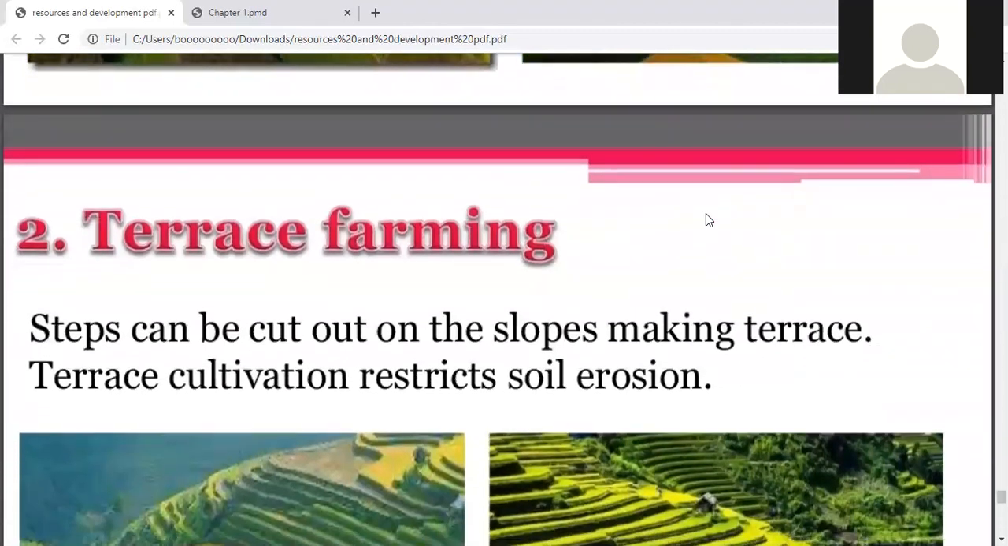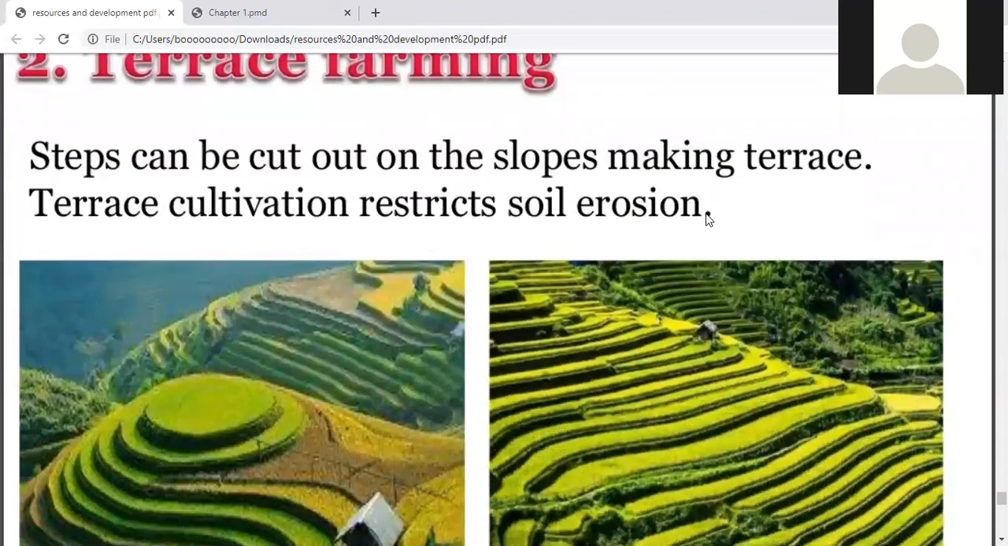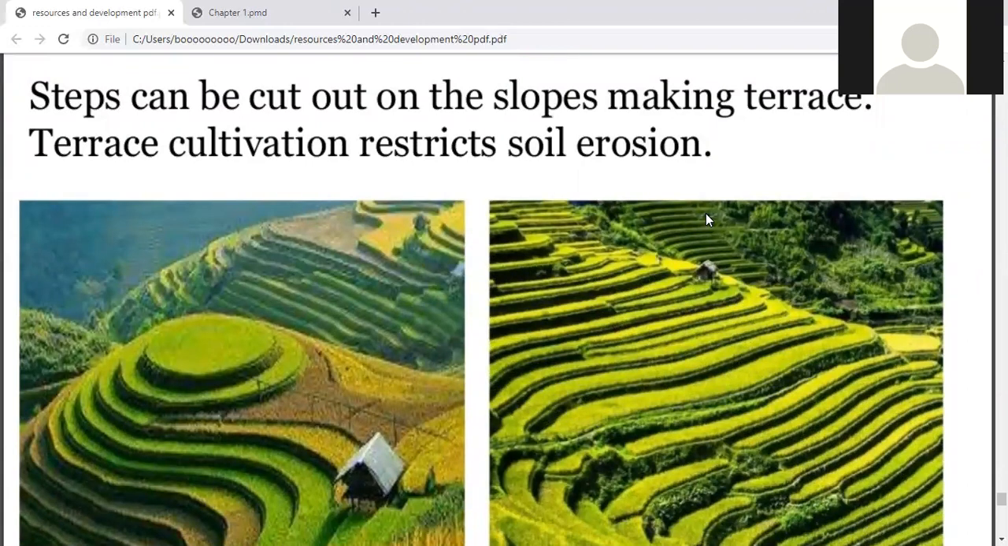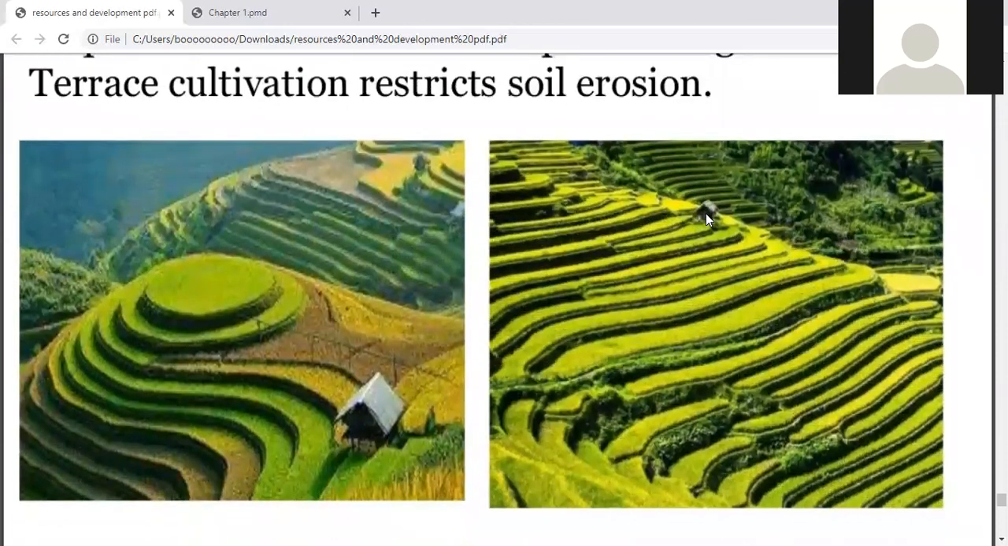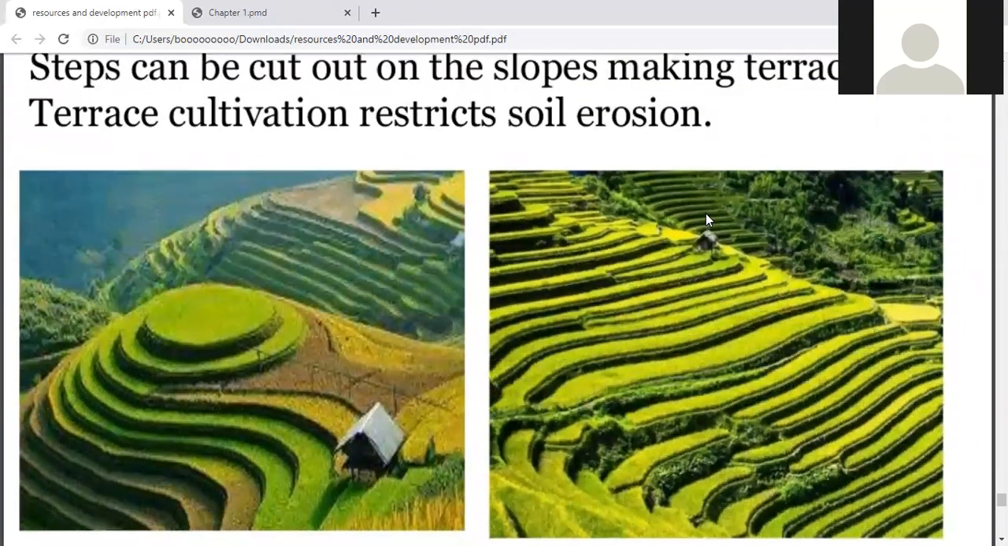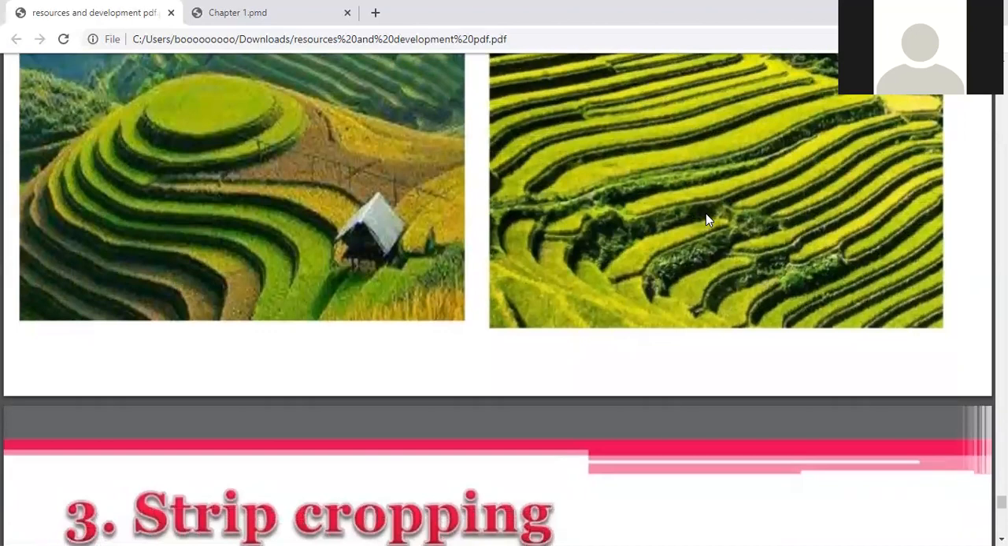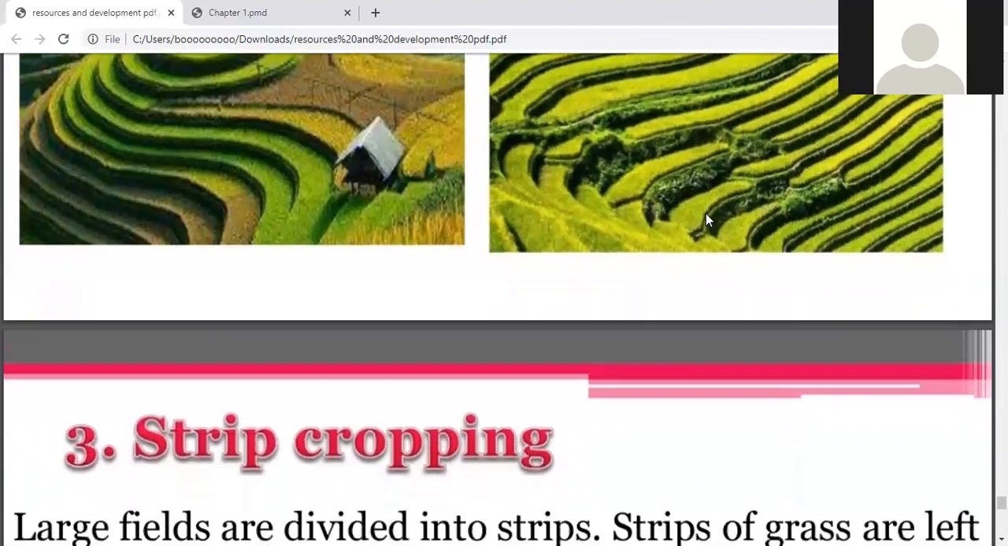Another type of soil conservation measure is terrace farming. Yes, on hilly areas, terrace farming is practiced. Steps can be cut on the slopes. Step by step, they cut steps and within the steps cultivation takes place. These steps make space to cultivate. Cultivation within those steps is called terrace cultivation, which restricts the flow of soil and controls soil erosion. This is also called step farming or terrace cultivation. From this picture, it is very clear what terrace farming is. It is practiced on hill slopes to protect the soil from erosion.